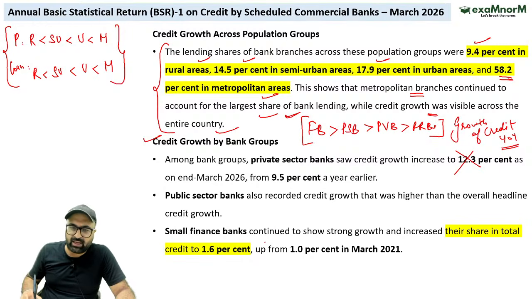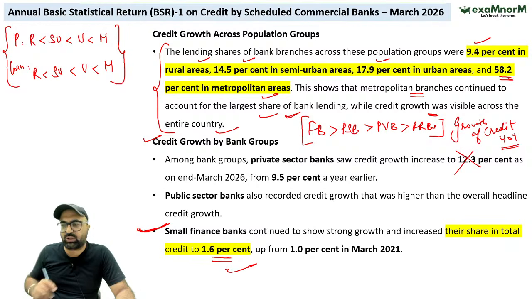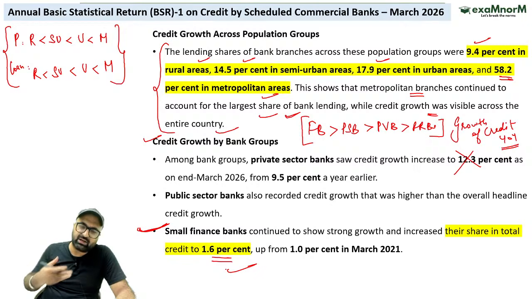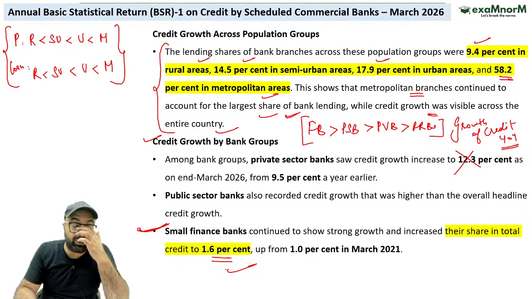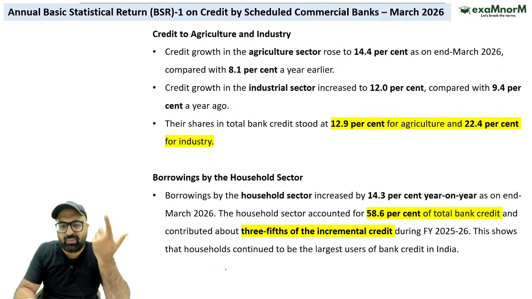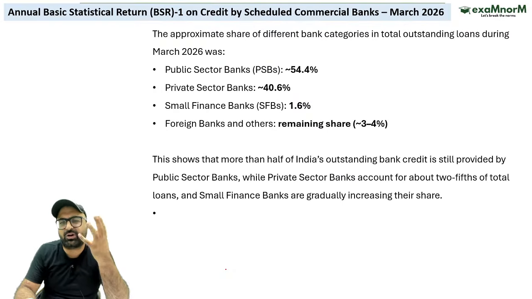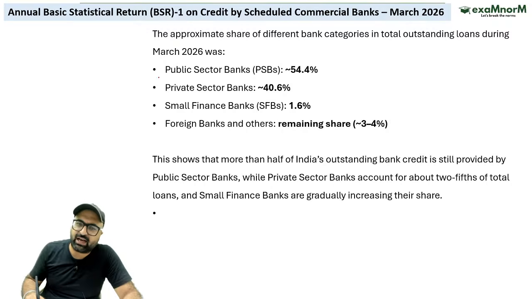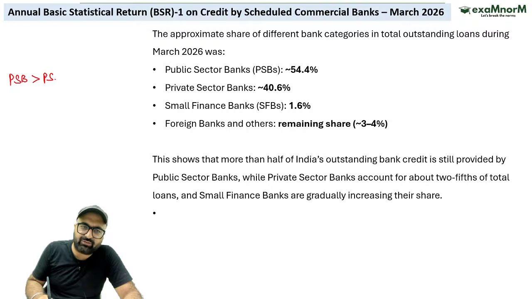Okay? Apart from this, if we talk about small finance banks, they have increased their share in the total credit, and their share is now 1.6%. Now if 1.6% is the share of the small finance banks, then the question comes up: what is the share of the other banks here? If I talk about the shares, the highest share in the credit is with the public sector banks, then we have private banks, then foreign banks, and then small finance banks.